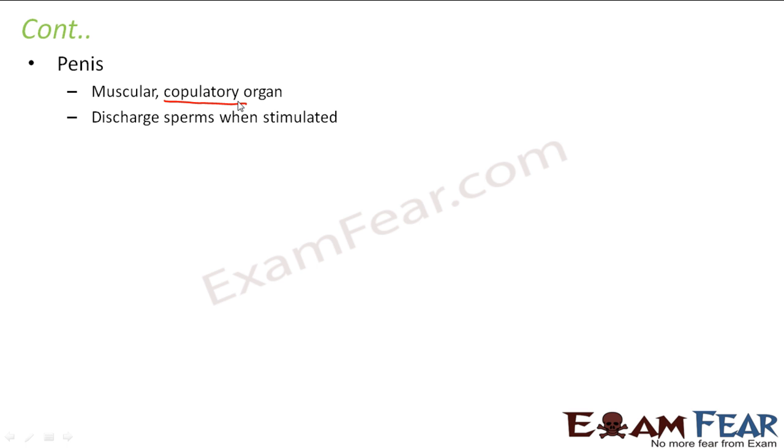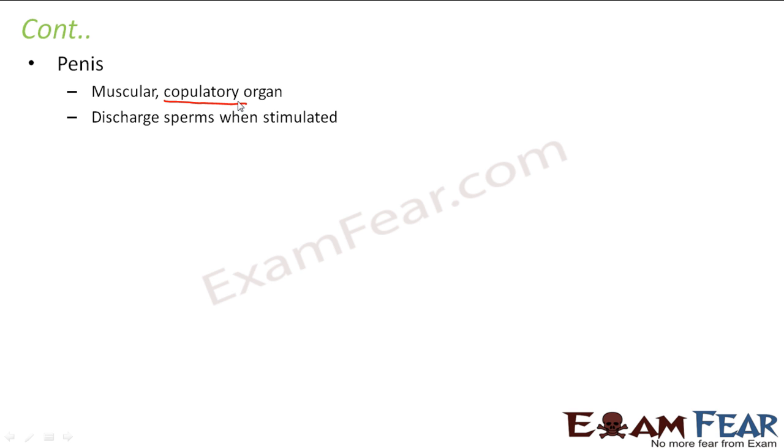So what is the main function of the penis? It discharges the sperms when stimulated. Normally the penis is not activated. Normally it is like a loose structure, but actually it is made up of some loose muscles. So when the penis gets stimulated, the tissues of the penis get filled with blood. When all the tissues inside the penis get filled with blood, the penis becomes erect and firm.